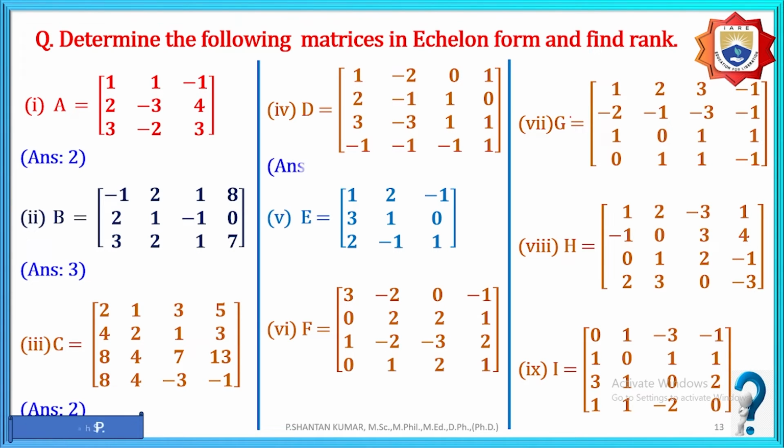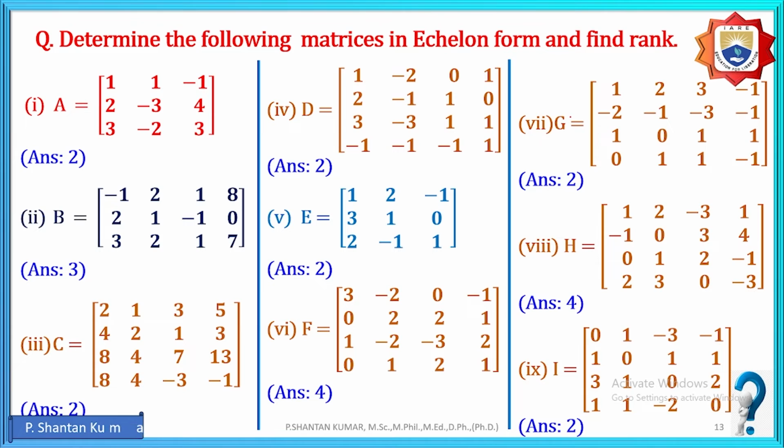And here the rank is 2, that means the last 2 rows are also reduced to 0. And here the rank is 2, which means the last row is a zero row. Similarly, all these problems we need to solve to find the corresponding rank of a matrix. Given the solutions, you need to practice the problems. This is the method for finding the rank of a matrix by using the echelon form.